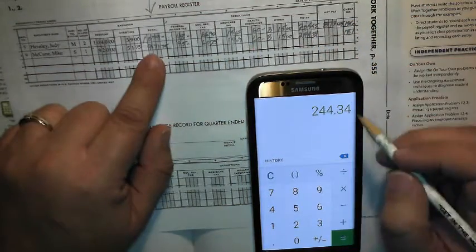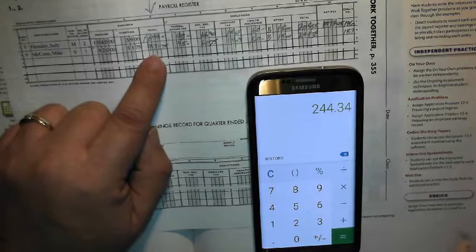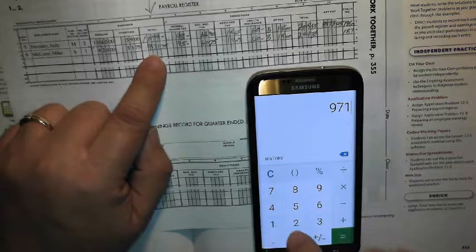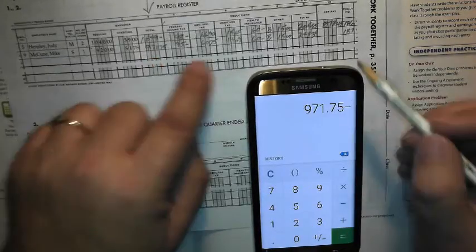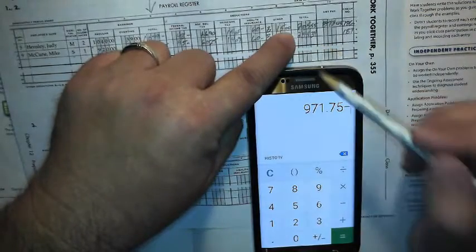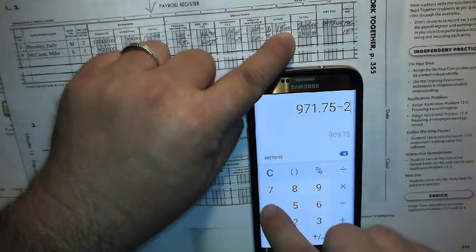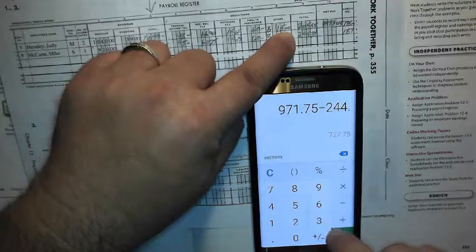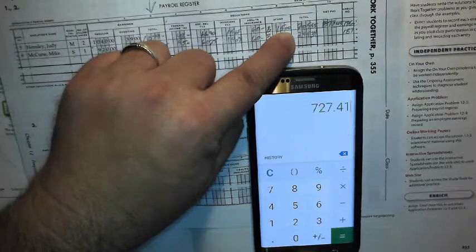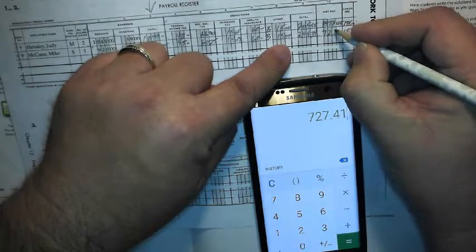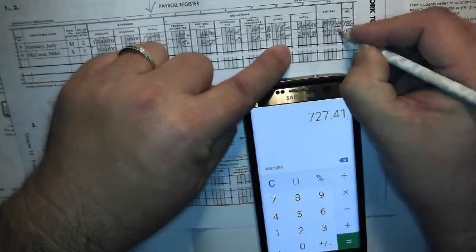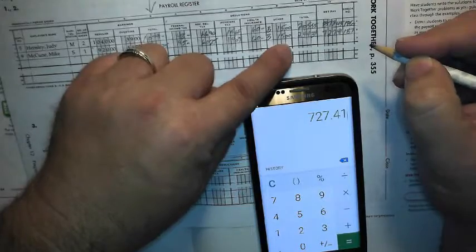So then we go back here to the gross pay. Gross pay is before withholding, so 971.75 minus the withholding, 244.34, equals $727.41.